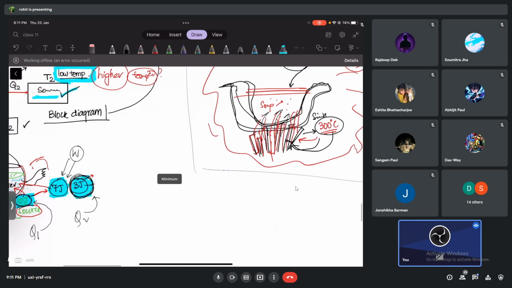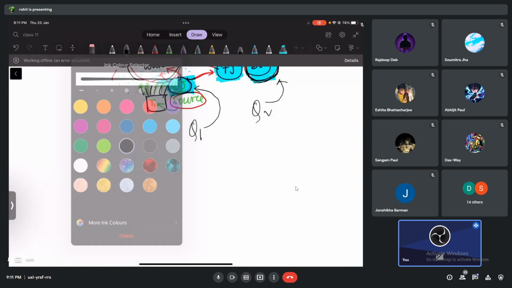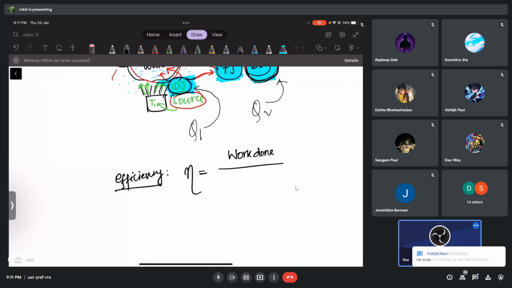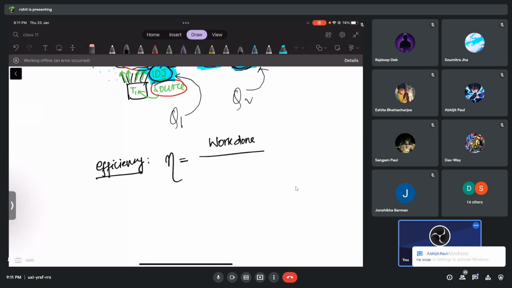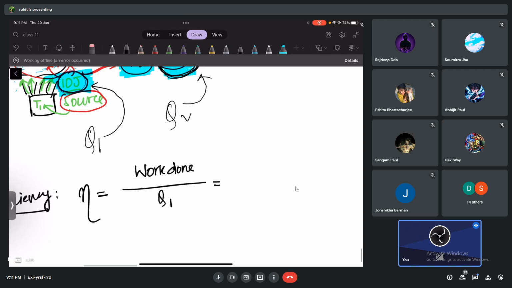I have one more last thing to talk about, then I think we can stop. I told you there is something called efficiency. The idea is very simple: how much work is done by the gas, divided by how much heat is gained from the source. I can give you an example and everything will be very simple.